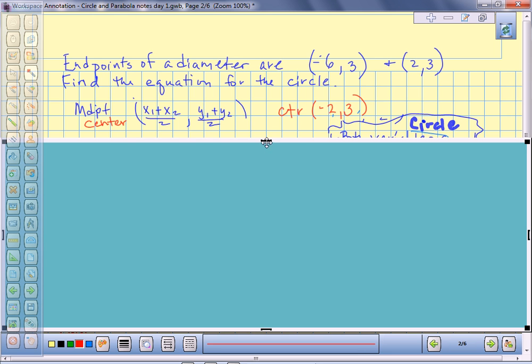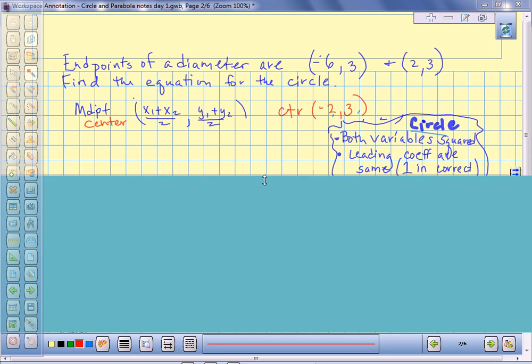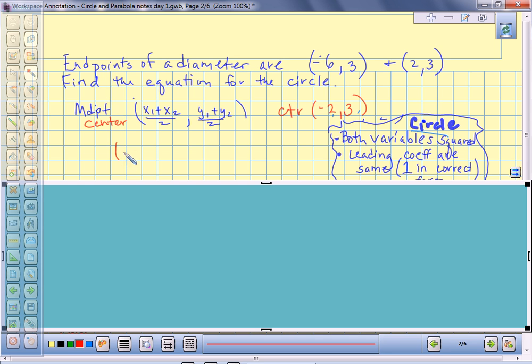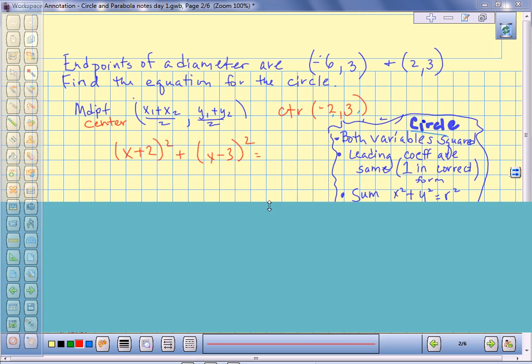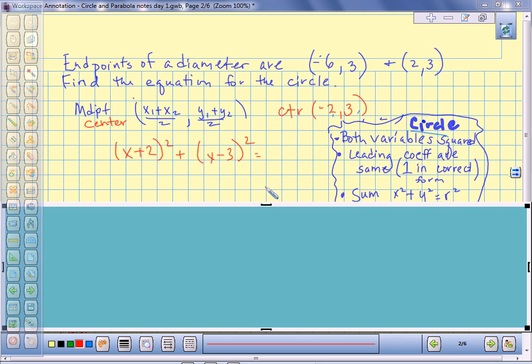So we go ahead and set up the equation. So we'd say, what is it? X plus 2 squared, y minus 3 squared equals what? How do I figure it out? Pick a point and plug it in. So tell me what you get. 16. Okay, and we can get that by plugging in either point. 2 plus 2 squared plus 3 minus 3 squared is 4 squared plus 0 is 16.